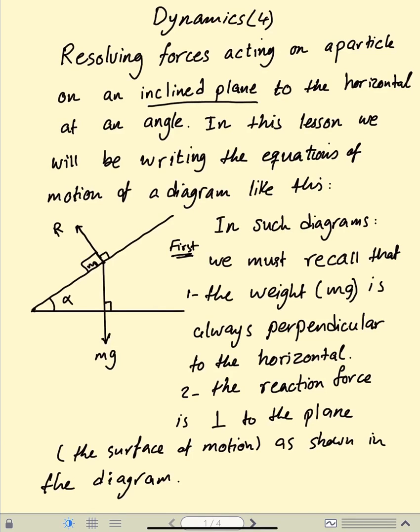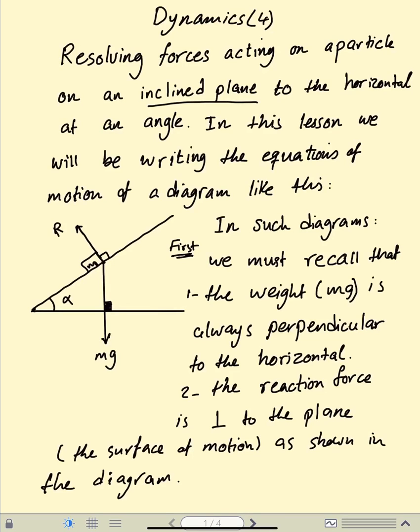In this lesson, we'll be writing the equations of motion for diagrams like these. We must pay attention to something important first. It's one of the main ideas in this chapter. We must recall, my dear students, that the weight is always making 90 degrees to the horizontal. Always. The weight makes 90 degrees to the horizontal. Fine?